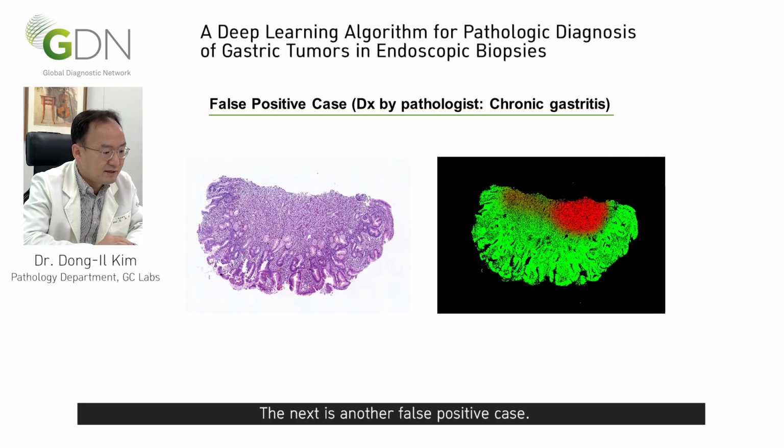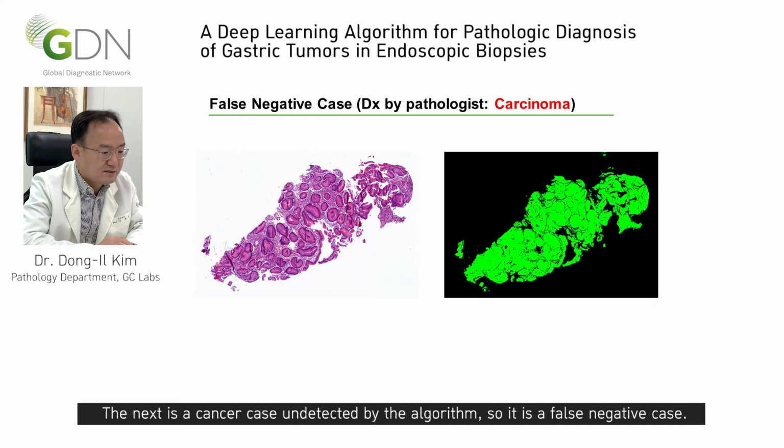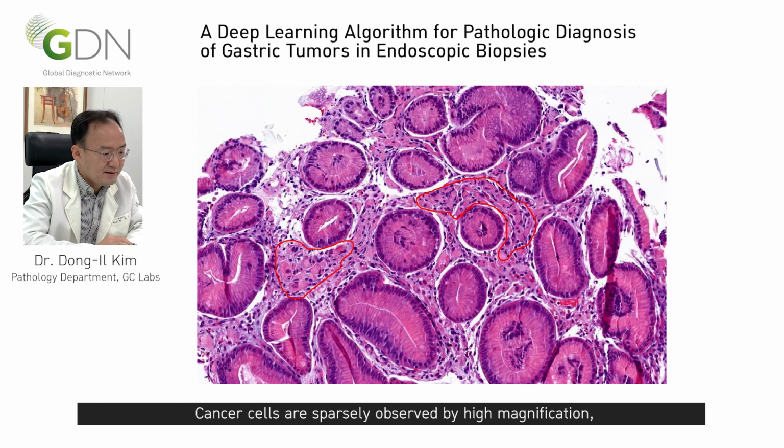The next is another false positive case. The granulation tissue due to an ulcer is overdiagnosed as cancer. The next is a cancer case underdetected by the algorithm, so it's a false negative case. Cancer cells are sparsely observed at high magnification, but they are not detected by the algorithm.